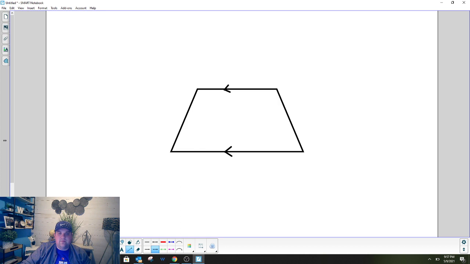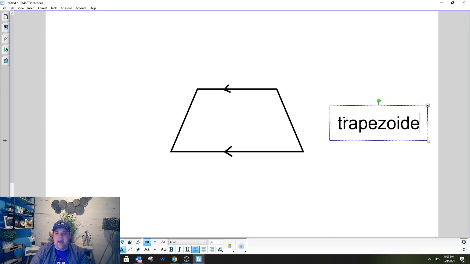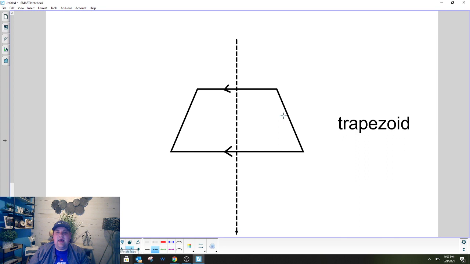Here's the last one. I have a shape here. What shape do you think this is? If you said trapezoid, you are correct. So this is a trapezoid because it has one set of parallel sides. How many lines of symmetry do you think there are in this shape? If you said one, you're also correct because if you folded these, they would fold right over on each other and be the same shape.